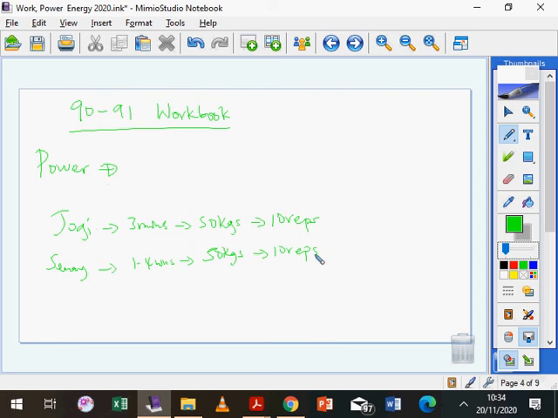But why? They are both doing the same amount of work because both of them are doing 50 kgs for 10 reps, but Senai is doing it faster. Since Senai is doing it faster, we can say Senai has higher power. And power in this sense is the rate at which work is done. How fast you do your work is how much power that you have. So power is simply the rate at which work is done, or the rate at which energy is transferred.